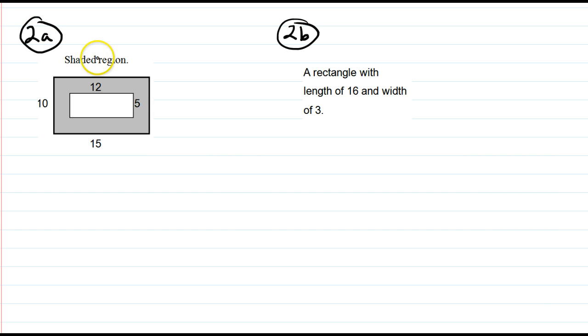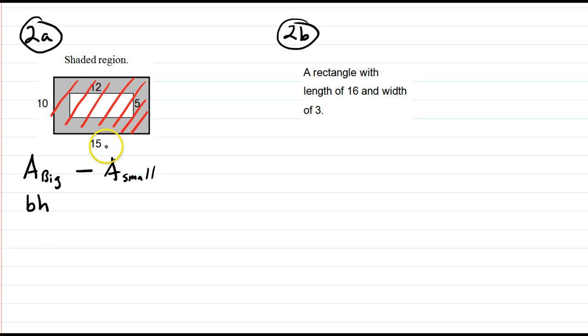So in 2a, we're going to find the area of the shaded region. And so what we're first going to do is find the area of the big rectangle, and we'll subtract out the area of the small rectangle. And so when we find the area of the big rectangle, we're finding the area of the entire thing. And so we just use our formula of base times height. So the base is 15. The height is 10. And so we get 150.